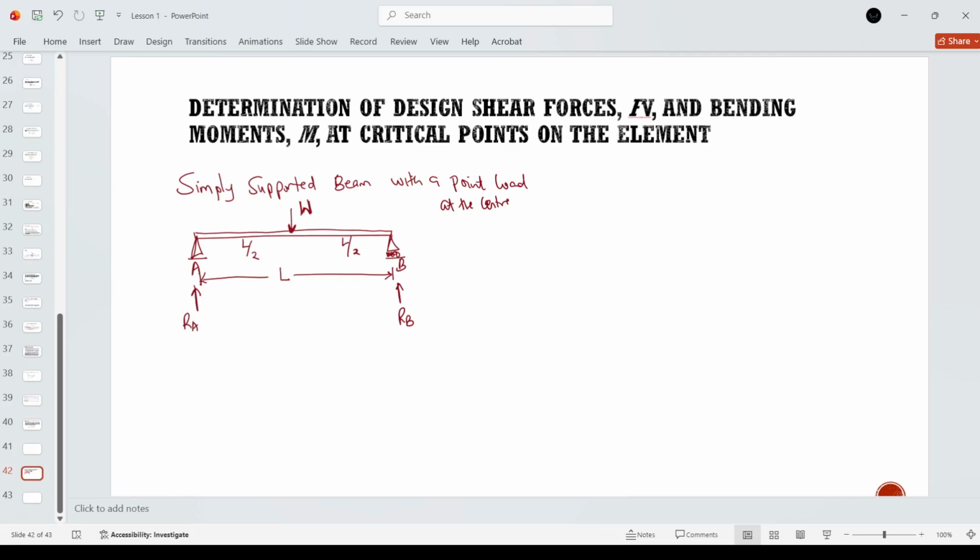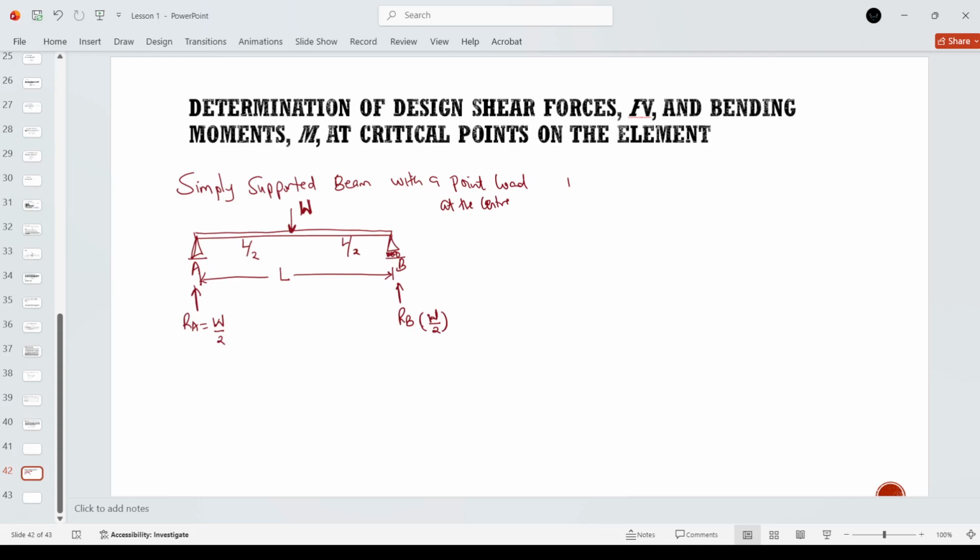But this is very direct. If we have a load at the center, then equal amounts will be distributed at supports. So it means RA will be equal to W over 2 and RB will be equal to W over 2. RA will be equal to W over 2. RB will be equal to W over 2. Okay, what if we draw a shear force diagram?